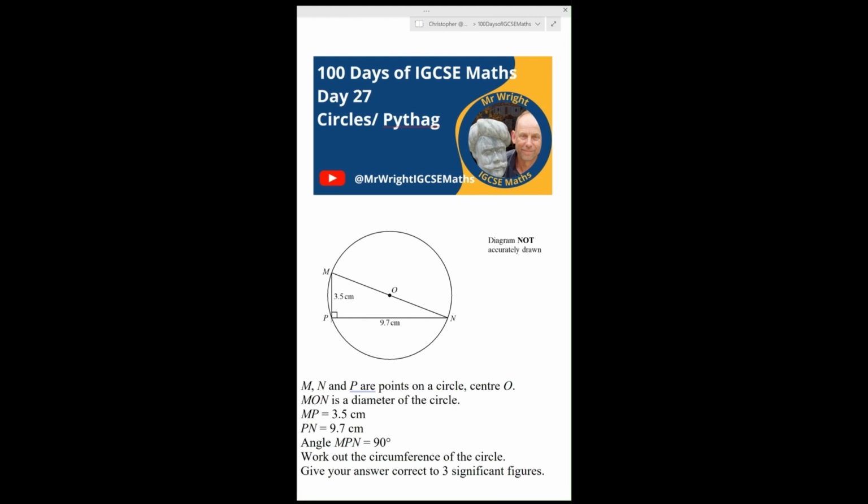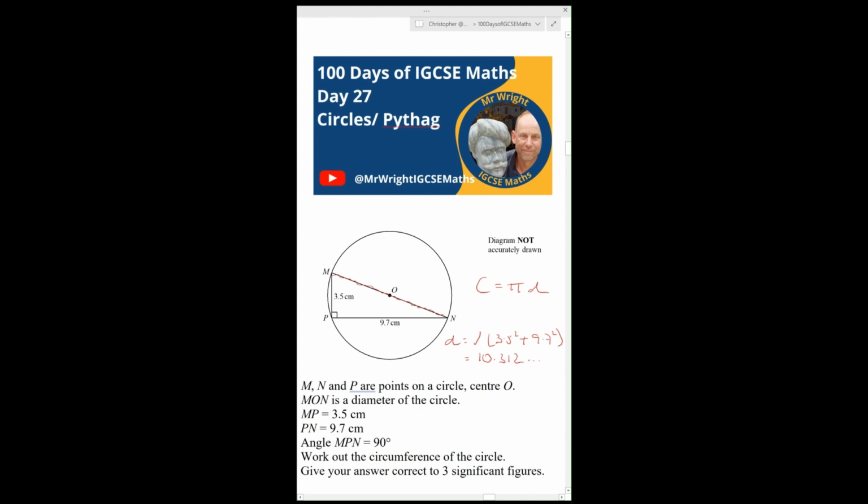Okay, I need to find the circumference of this circle, which I'm obviously going to do using the formula C equals pi d. So I need to know the diameter. The diameter is this line, MN, and I can find the length of that by using Pythagoras. So the diameter is going to be the square root of 3.5 squared plus 9.7 squared, which gives me on my calculator 10.312, and so on.